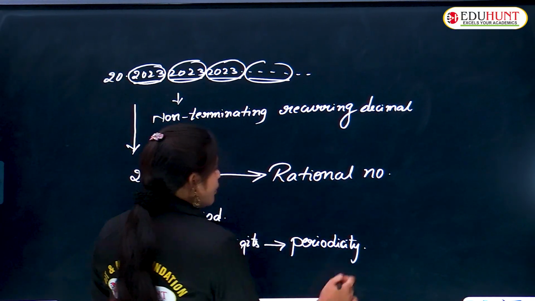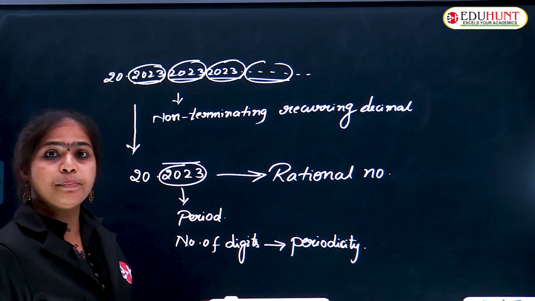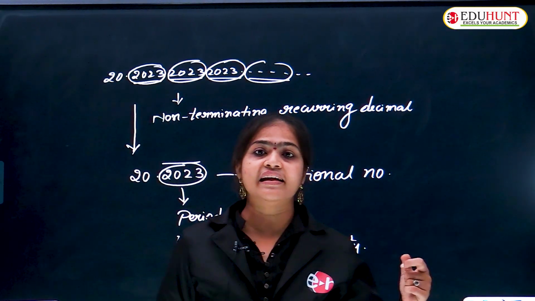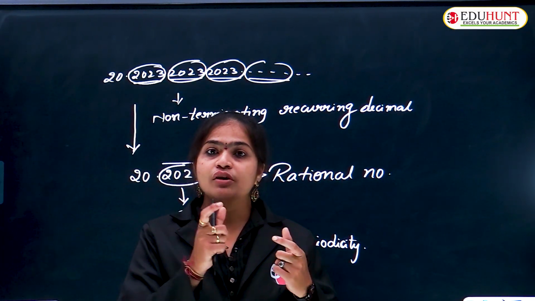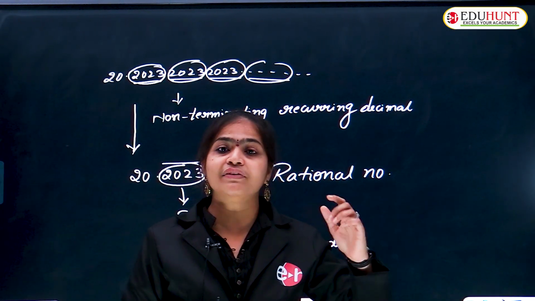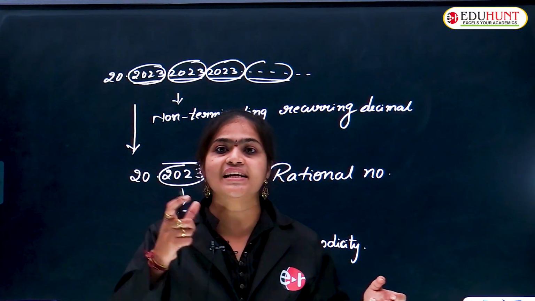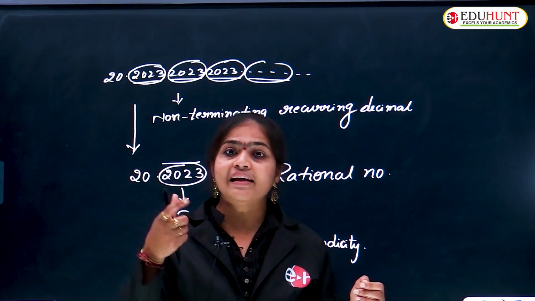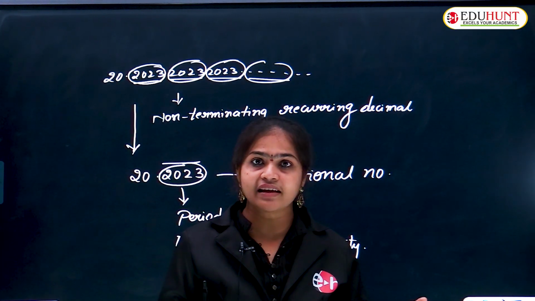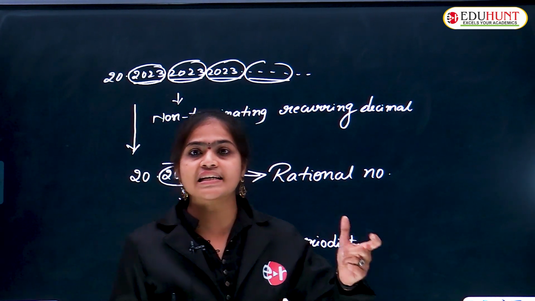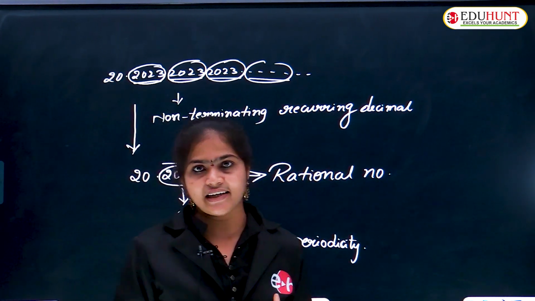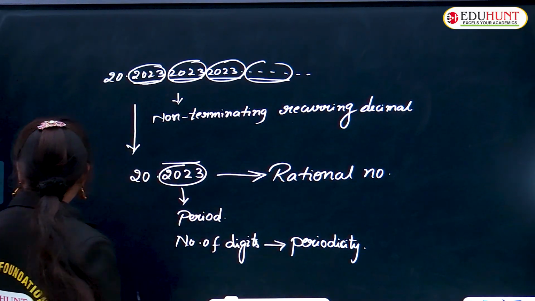What about period and periodicity? Period means the value which is there in the recurring part. Which number is in repetition, that number is called the period. In that number, how many digits are there? How many digits are in repetition? That number of digits is considered as the periodicity. Understood?